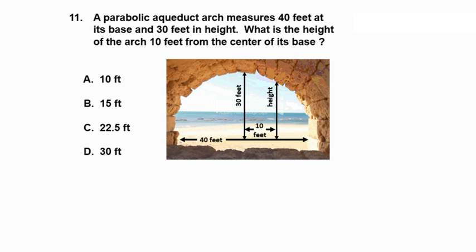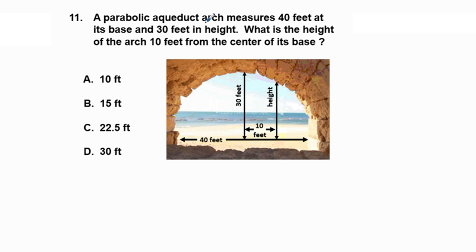This is the Precalculus Spring 2015 ACP Study Guide, Problem 11. And this is a problem that involves using properties of conics, specifically a parabola, to find distances and measurements. And so we have this problem.